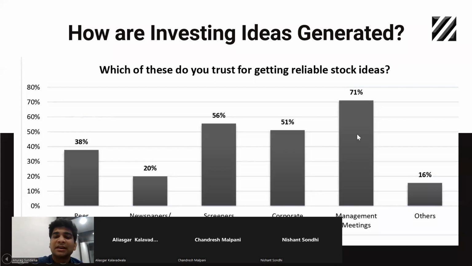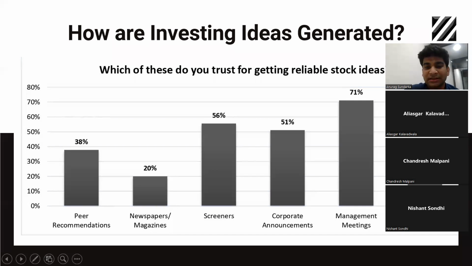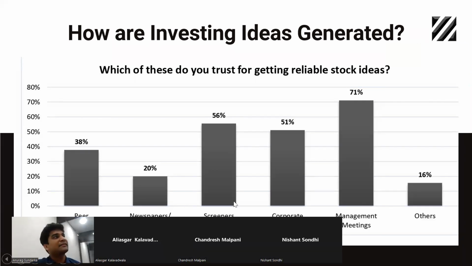Next, we have management meetings. This is very time consuming, but very, very rewarding. Companies constantly keep holding meetings. They invite analysts: come and hear our story, what we are doing, what new products we are introducing. People attend those meetings, and a lot of ideas are generated from them. You meet the management, you understand, you can ask them questions. This is how most of the ideas are generated.